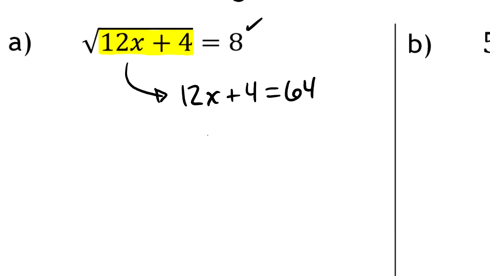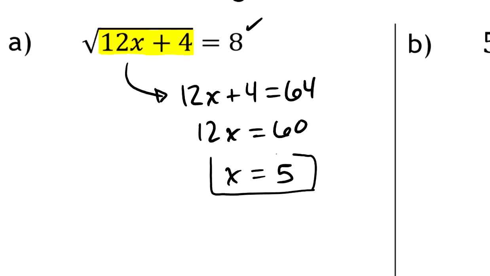If I take away 4 from each side, I get that 12x is 60. And if I divide by 12, 60 divided by 12 is 5. So when I put 5 in there, 12 times 5 is 60, plus 4 is 64, and the square root of that is 8. So this is most definitely our solution.